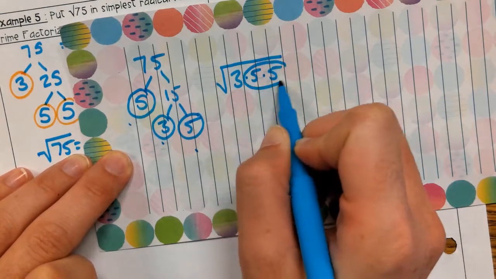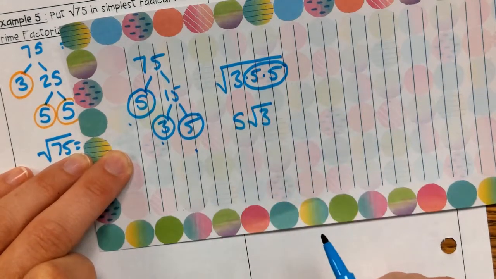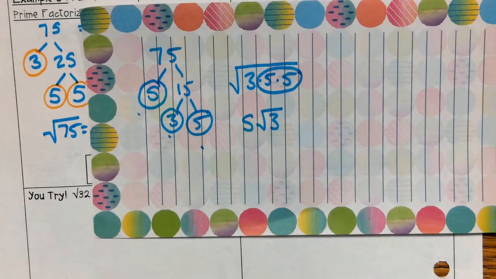You still circle your pair of numbers. You still write them on the outside. So it doesn't matter what numbers you start with when you're doing your prime factorization. At the end, you'll always have the same prime numbers. They have to be the same number. Sometimes you'll circle more than one pair of numbers too.